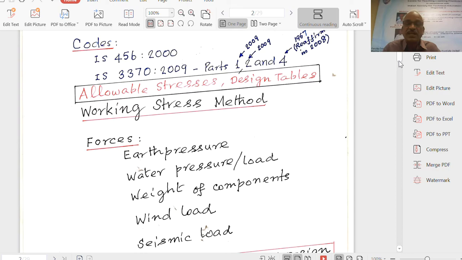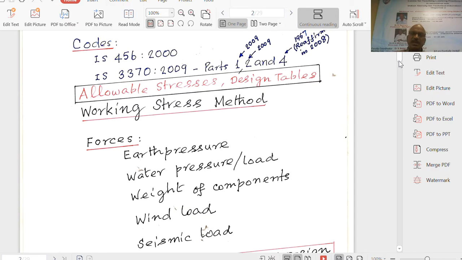Then if it is an elevated tank, or if it is a ground level tank, there is no earth pressure from outside, and also we will not bother about the wind pressure. Suppose it is an elevated water tank at a height of 15 meters, 20 meters from the ground level, then we have to account wind load also. Wind load, we have to consider in the design of the tank and also particularly the supporting structure.